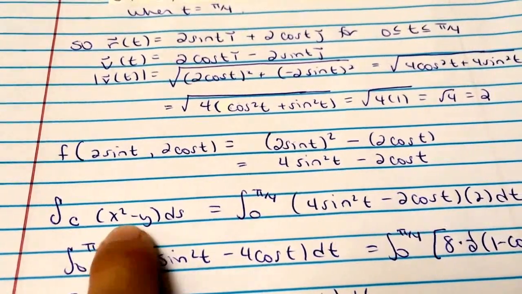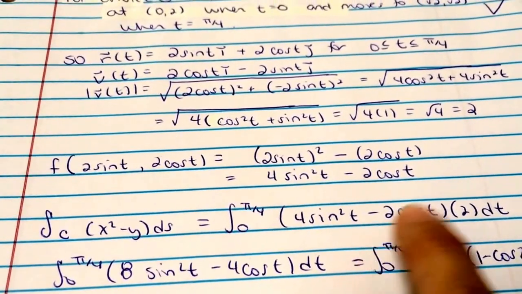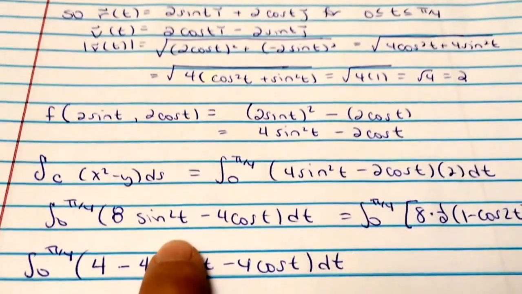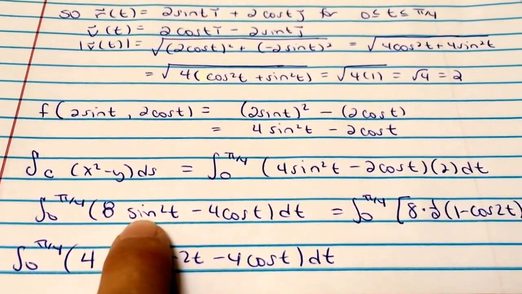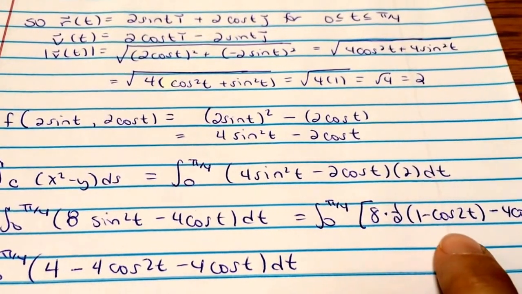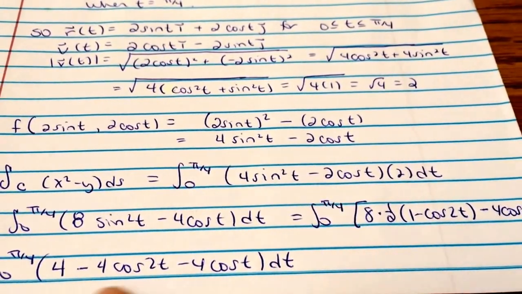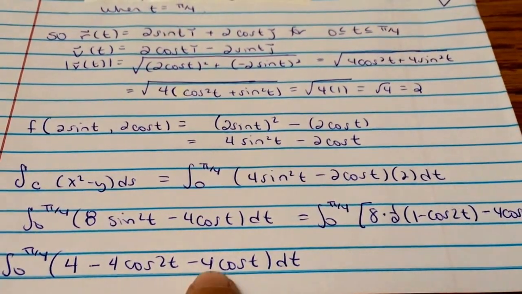So this line integral, here's the new bounds, the new function, the extra piece. Distribute the 2, or you can put it out front, it doesn't really matter. You can't integrate sine squared, so you have to use this identity to fix it. 8 times 1/2 becomes 4. Distribute the 4, and you have this. So this is actually what I'm going to integrate.